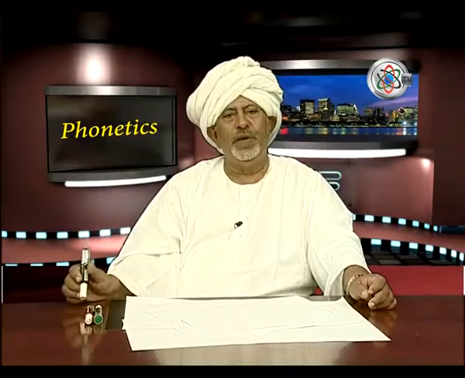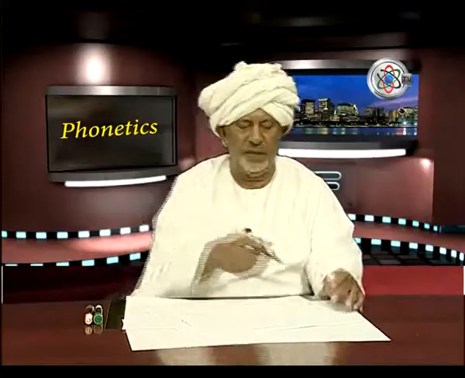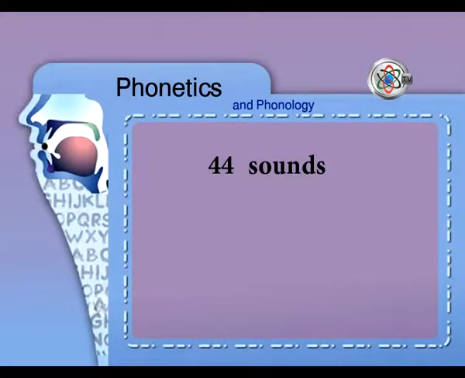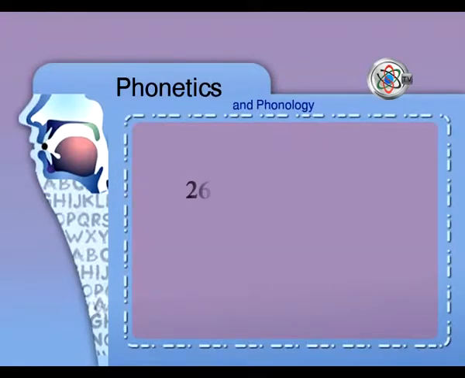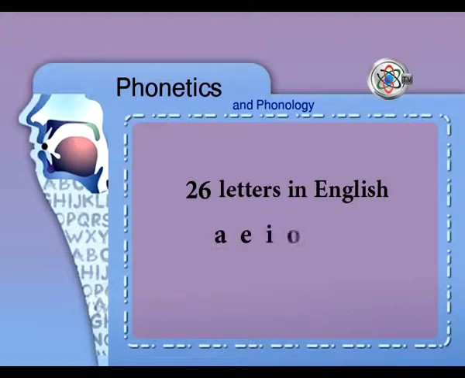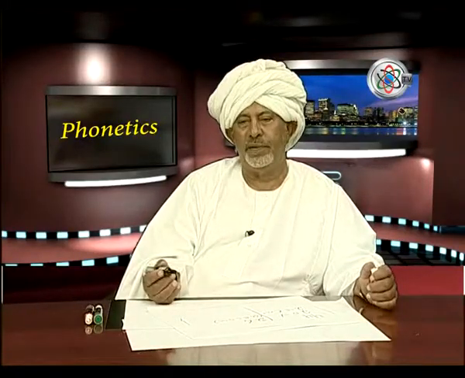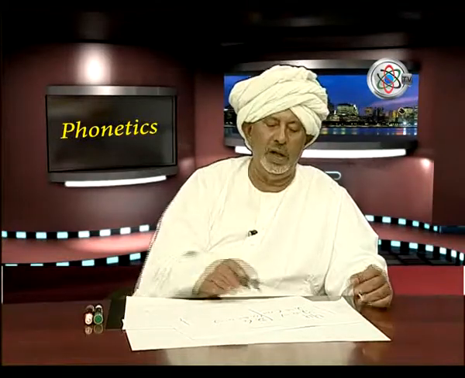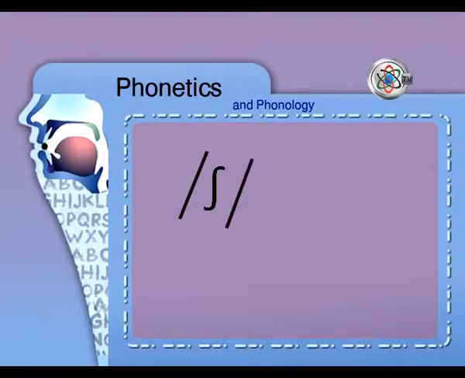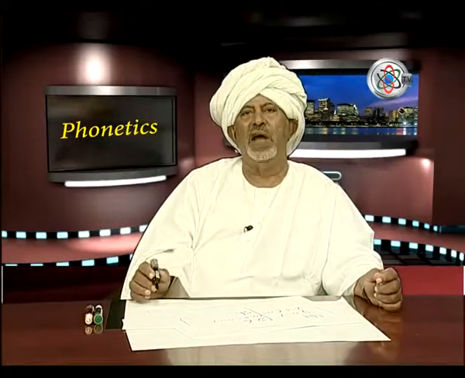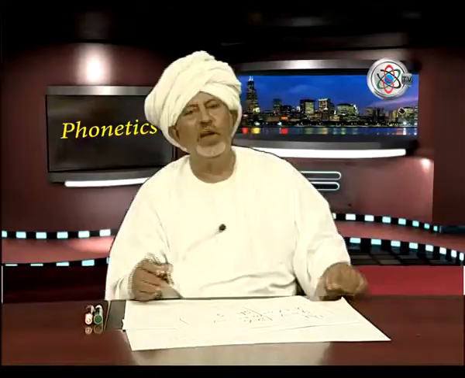We don't need them. Just to reiterate, we said that in English there are 44 sounds. 20 of these are vowels, and 24 are consonants. But in English, we have got 26 letters. Five of those are vowels: A, E, I, O, U. So we are left with 21 consonant letters to represent the 24 consonants. That's why in English, you find the sound sh, for example. Sometimes it is SH, like she, shy. Sometimes it is just an S, like sure.